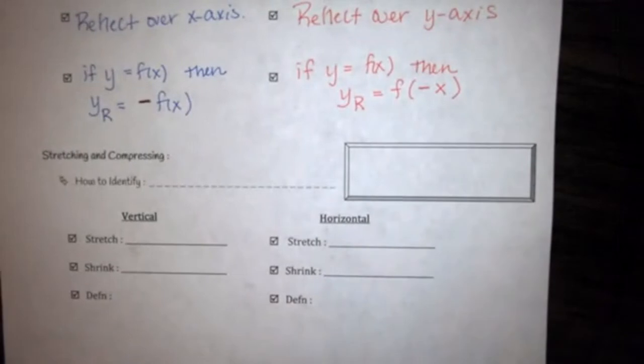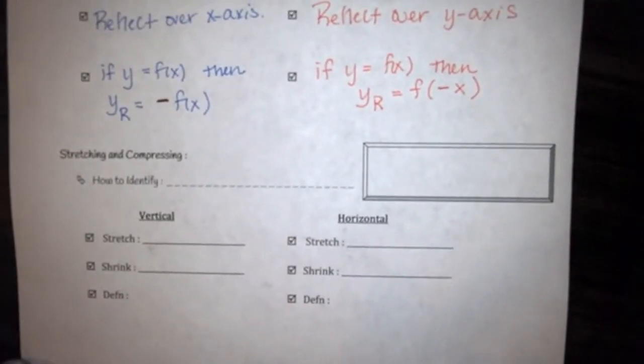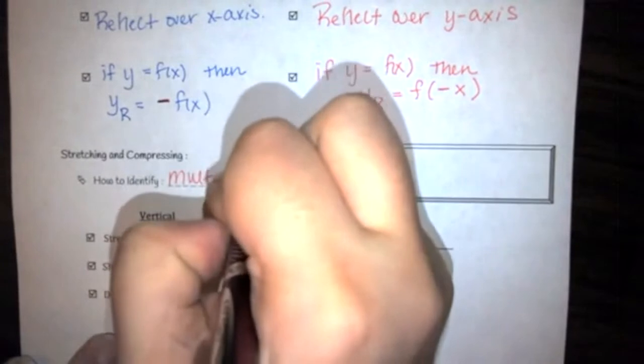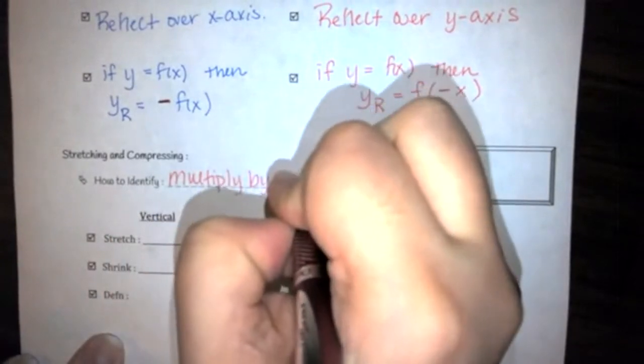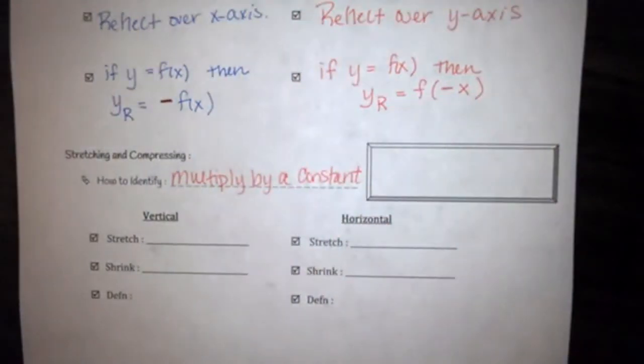The last thing that we have is your stretch and compress. Stretch and compress is where you multiply by a constant. So a constant meaning a number, but that number is going to be the positive. So when we're talking about compressing, we're not talking about the sign. We don't care about the sign of the value. We just care about the value itself.